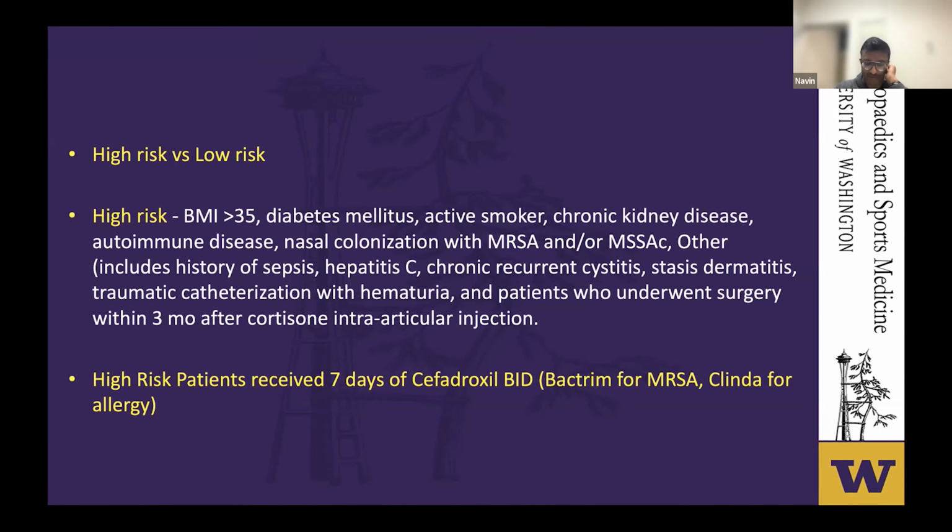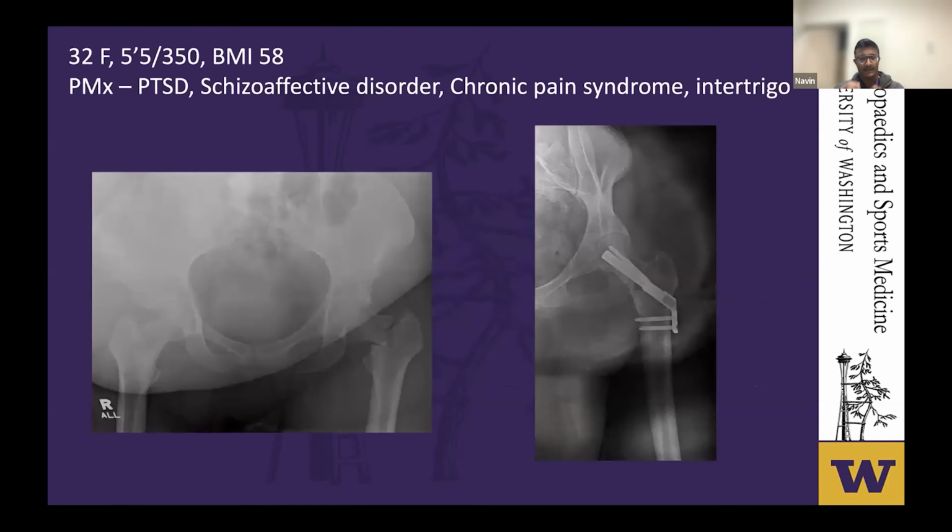Currently I've begun to implement this regimen in high-risk revisions and conversions, and in our highest risk patients, such as those with HIV, chronic lymphedema, post-transplant, or a history of septic arthritis. So this is an example of someone who I think may benefit from extended antibiotics and was discharged on 7 days of prophylactic cefpodoxime. This is a 32-year-old woman, 5'5", 350 pounds with a BMI of 58, who sustained a non-traumatic displaced femoral neck fracture, previous medical history relevant for PTSD, schizoaffective disorder, chronic pain syndrome, and intertrigo.